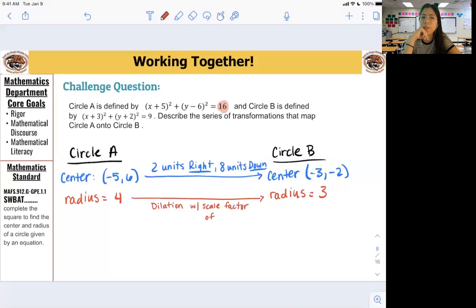We're going from circle A to circle B. So which one is my image? Which one is my pre-image? Three over 4, yeah. 3 over 4, because it's pre-image. No, it's image over pre-image. So the circle B radius over circle A radius. So there we got it.